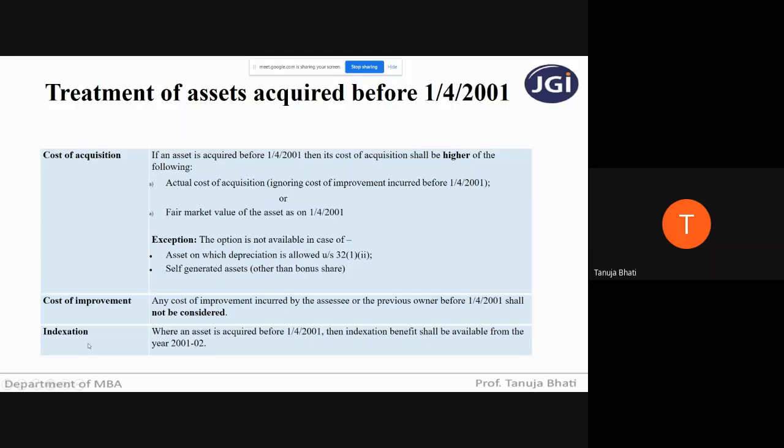Next, indexation. Where the asset is acquired before 1/4/2001, the indexation benefit will be available to that asset, but from which year? From 2001-02. The reason being, indexation starts from that year. Is this clear, students? Is this particular slide clear?